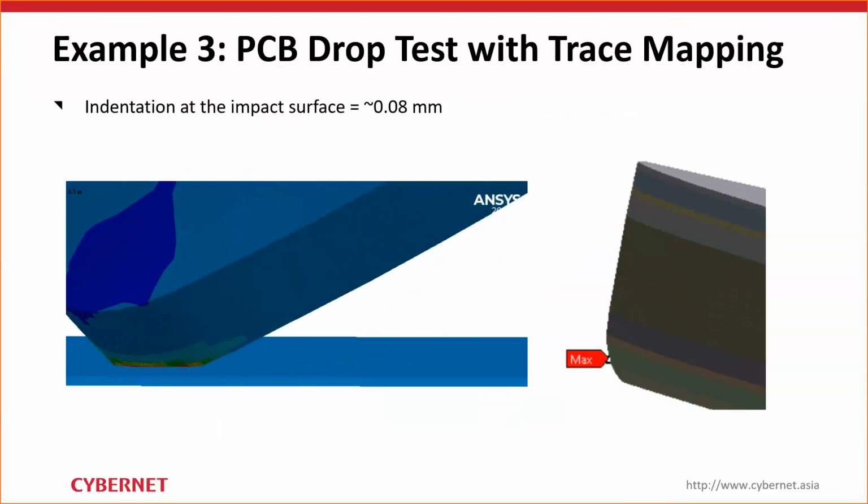Just one more thing to highlight. At the tip of this corner of the PCB, we can observe that a little indentation occurs. This region of the PCB seems to be permanently deformed by about 0.08 millimeter upon impact. Because the material that we are using includes the plasticity or the plastic region data of the stress strain curve, such permanent deformation can be captured.